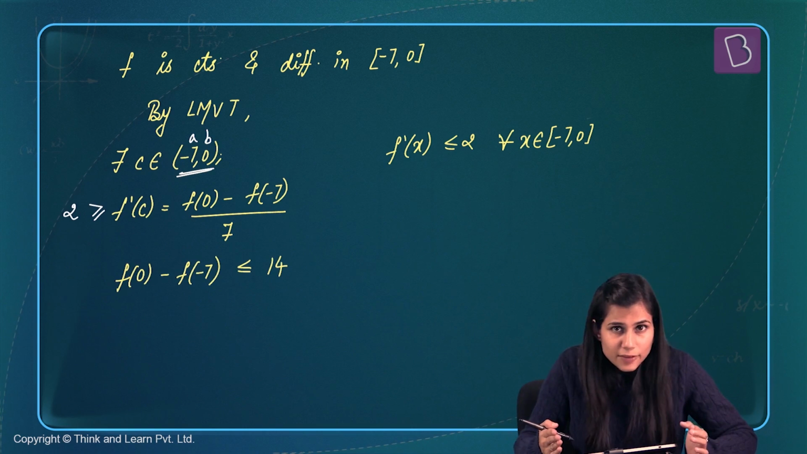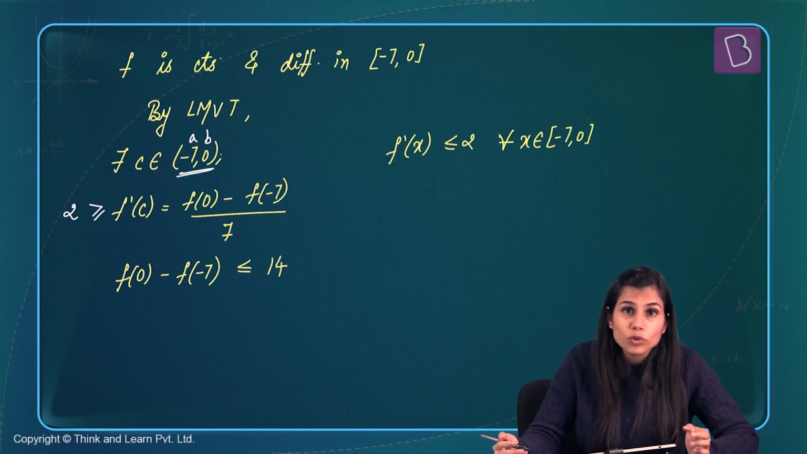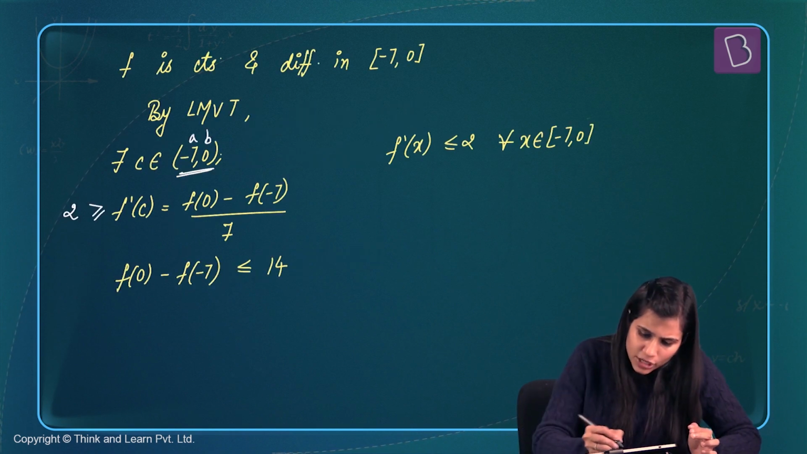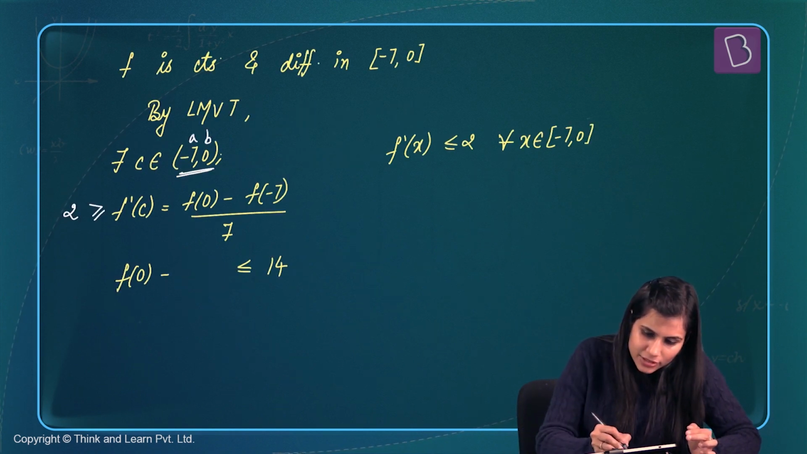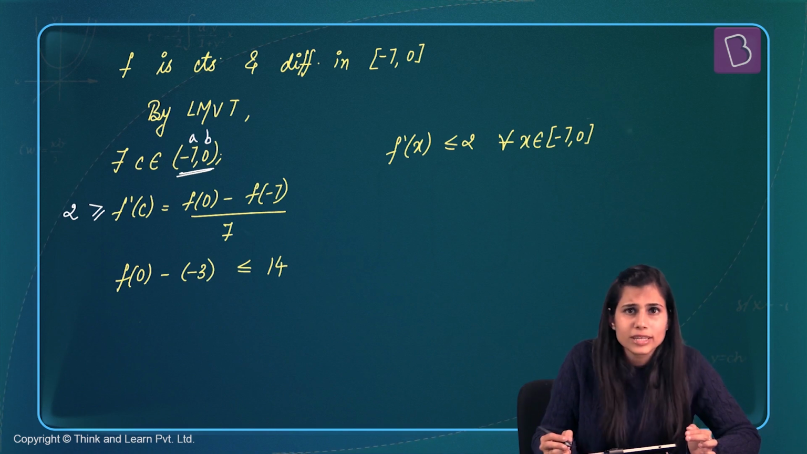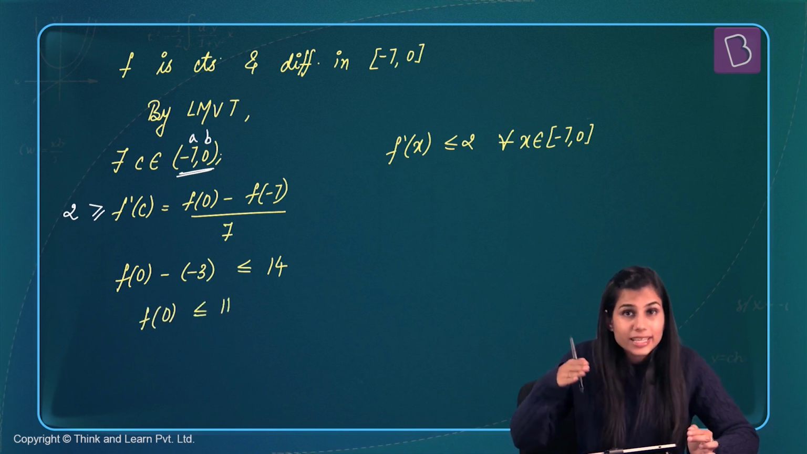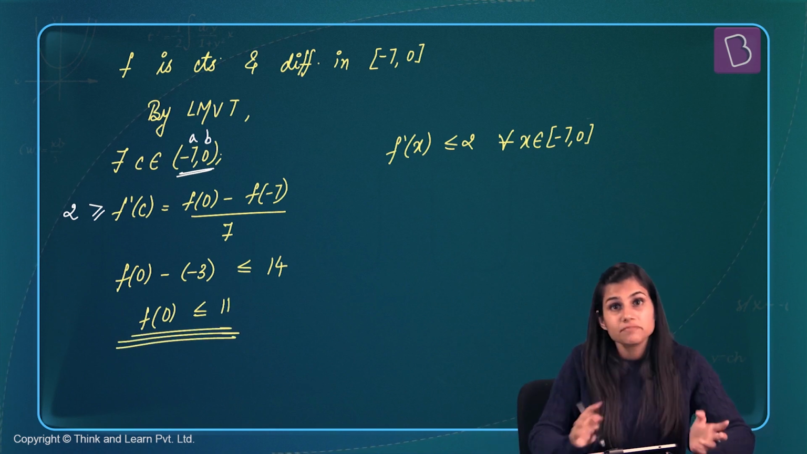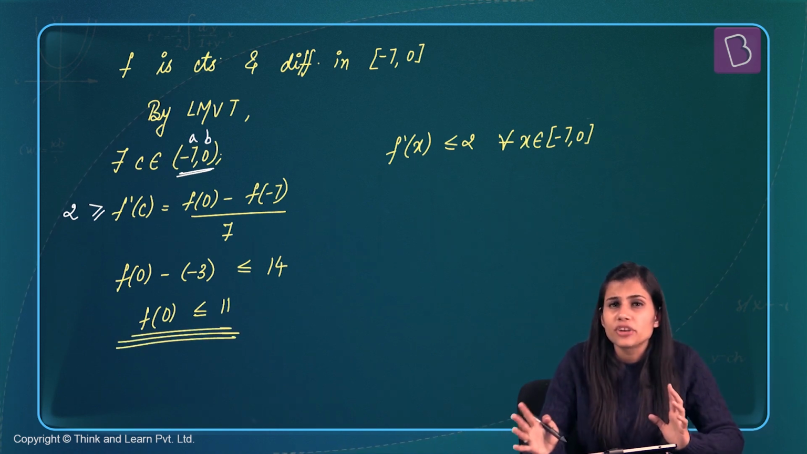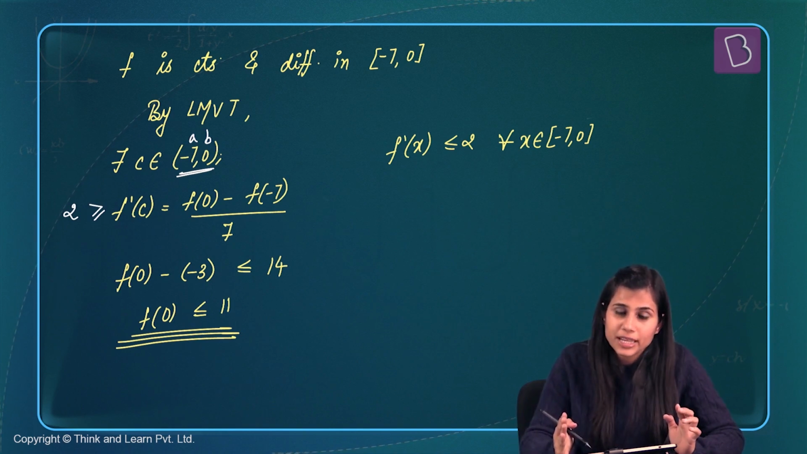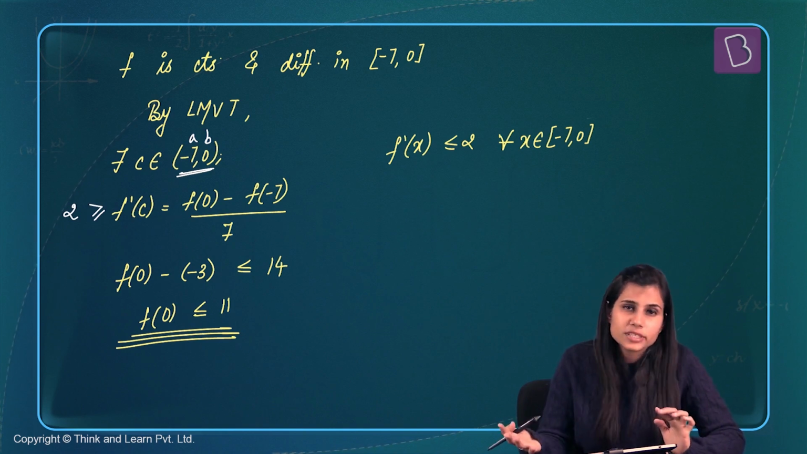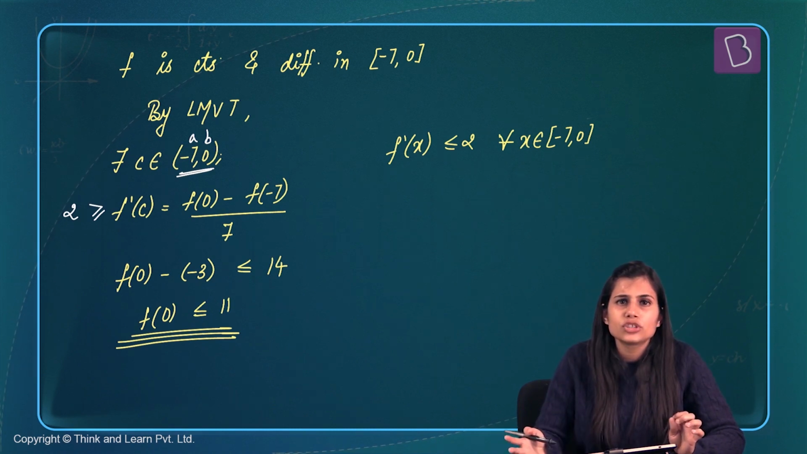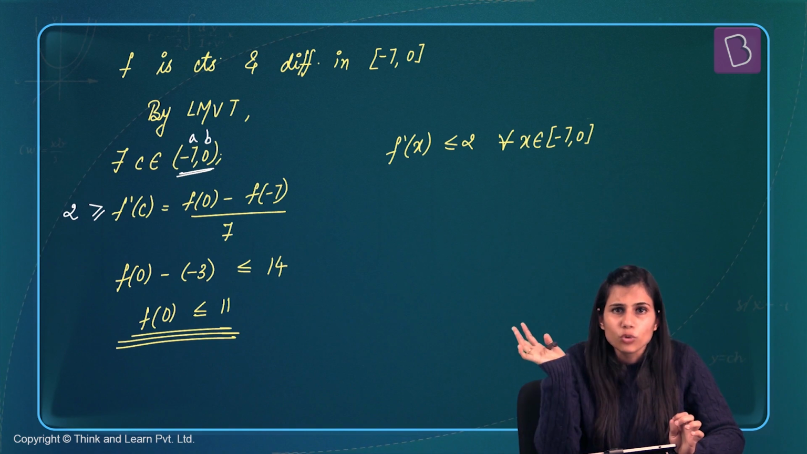F of 0 minus f of minus 7 is less than or equal to 14. Now f of minus 7, the question says, is equal to minus 3. So in place of this, when I write minus 3, what is the next thing that I get? I get f of 0 is less than or equal to 14 minus 3, that's 11. So from here, I'm getting an approximate range of f of 0. That means f of 0 is at most 11. It is less than or equal to 11. Right, so f of 0 is belonging in which interval? Minus infinity to 11 closed.